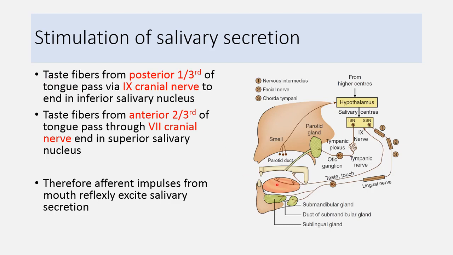Taste fibers from the posterior one-third of the tongue pass via the ninth cranial nerve, the glossopharyngeal nerve, to end in the inferior salivary nucleus, and taste fibers from the anterior two-thirds of the tongue pass through the facial nerve and end in the superior salivary nucleus. From the inferior and superior salivary nuclei, the parasympathetic nerve supply goes to the parotid gland as well as the submandibular and sublingual glands. Therefore, afferent impulses from the mouth reflexly excite salivary secretion from the salivary glands.